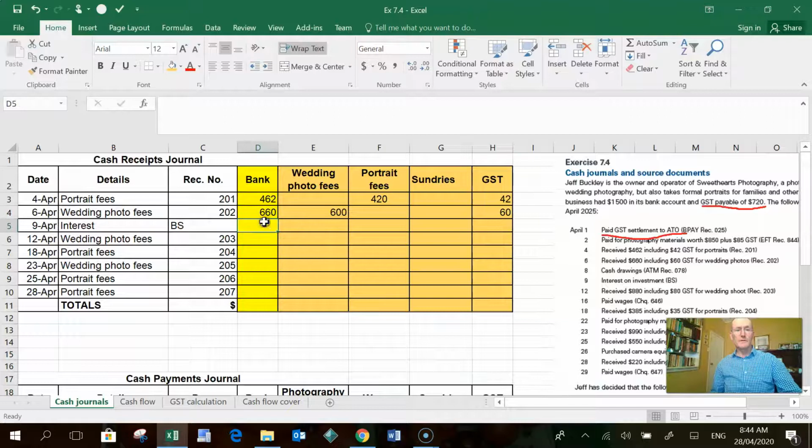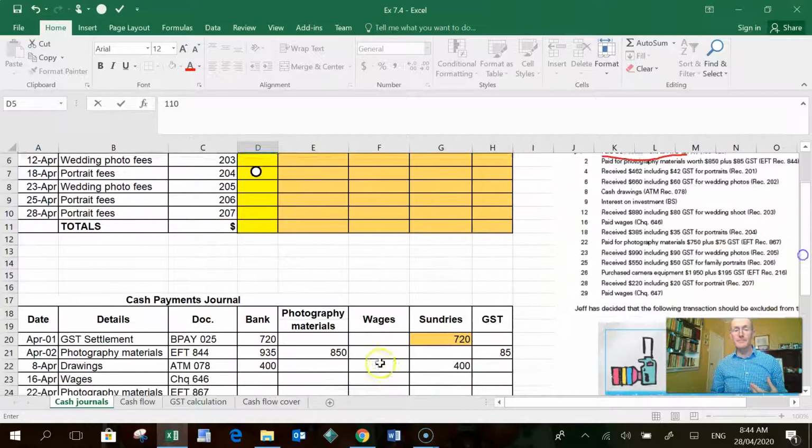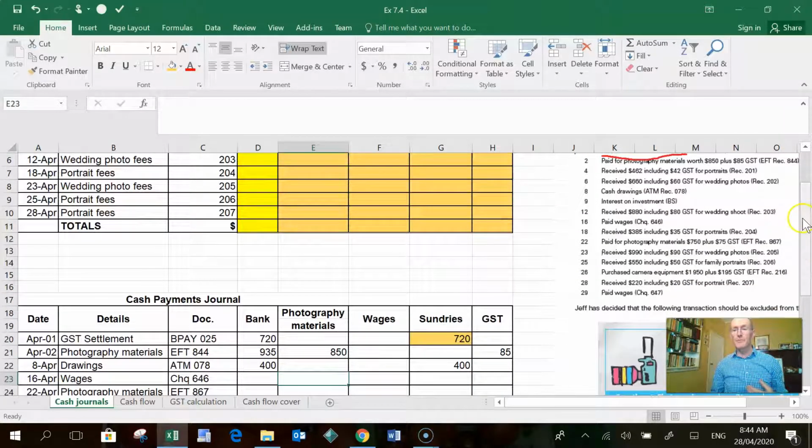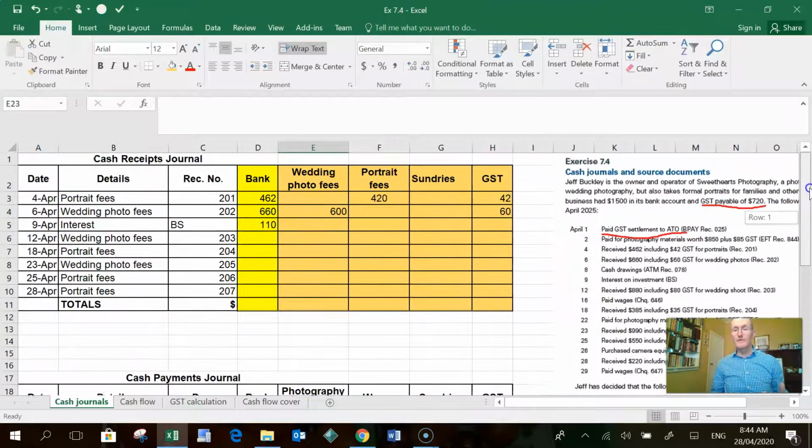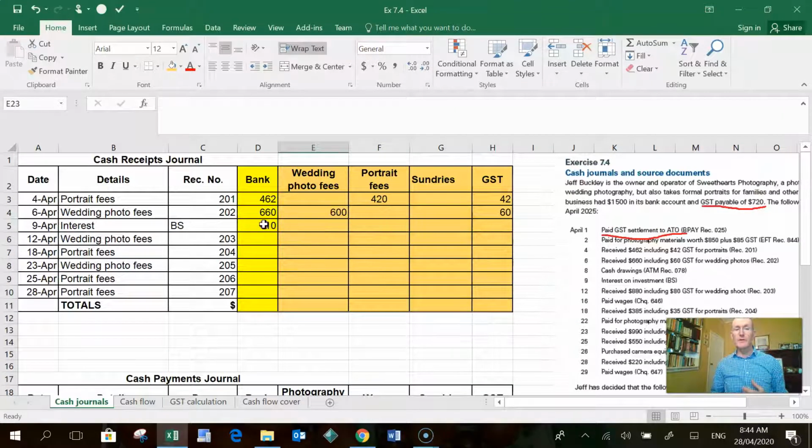Right. How do I know it's a receipt? Because it's an investment. Investment means you've deposited money, like we did in Chapter 4. So if you're investing, you're not borrowing. Right. So a borrowing interest would go down as a payment. So on a loan, for example, or on your bank overdraft. But when you're investing money, you are earning money. Right. So the bank account will go up. So it's a receipt. And the cross-reference is BS, which stands for bank statement.